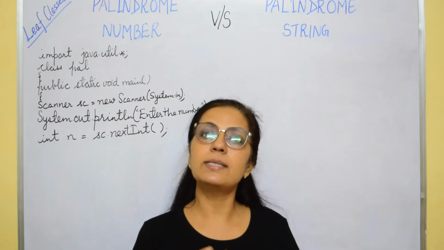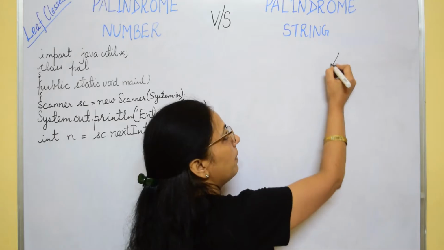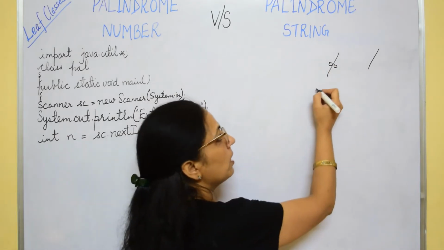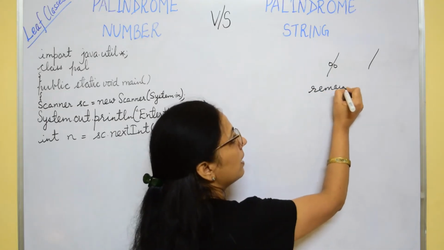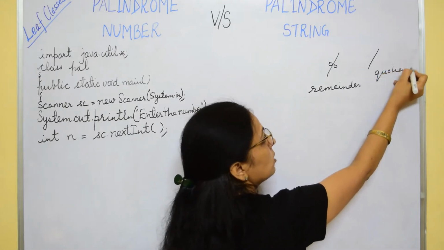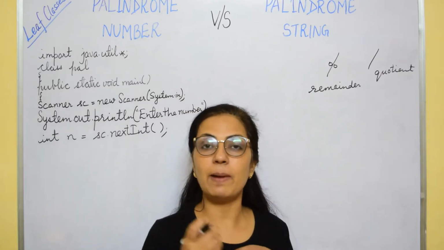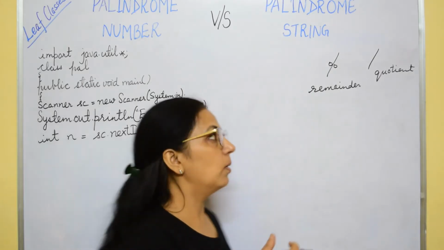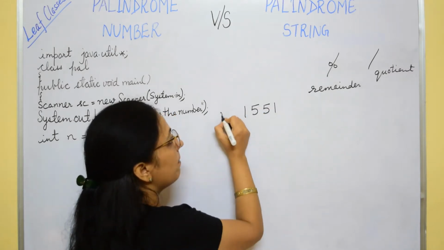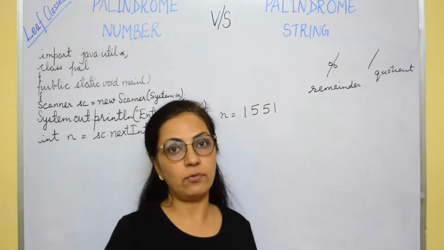Now for reversing a number, we will be using two mathematical operators, modulus and slash. All of us know that the modulus operator gives you the remainder and the slash operator gives you the quotient. So these two operators will be used only for extracting digit by digit from a number. Suppose the number is 1551. This is the number which the user has entered. Now I want to find the reverse of this number.